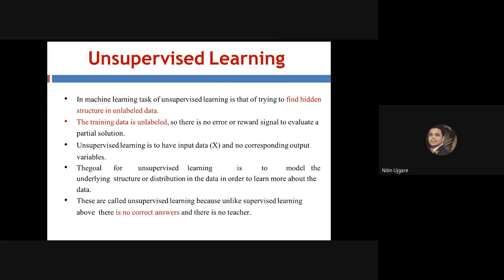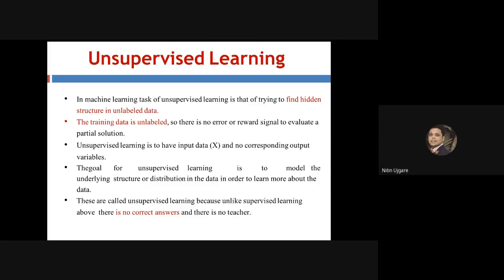Let us quickly go to unsupervised learning. In machine learning, the task of unsupervised learning is that of trying to find the hidden structure in unlabeled data. So the training data is unlabeled. We don't know the output value of the given input instances. So there is no error or reward signal to evaluate a partial solution. Unsupervised learning has the input data X and no corresponding output variable. The goal of unsupervised learning is to model the underlying structure or the distribution in the data in order to learn more about the data.